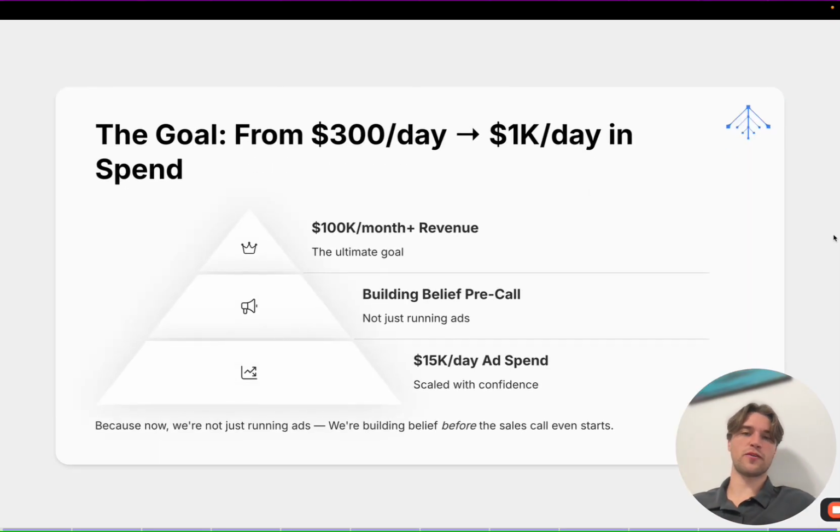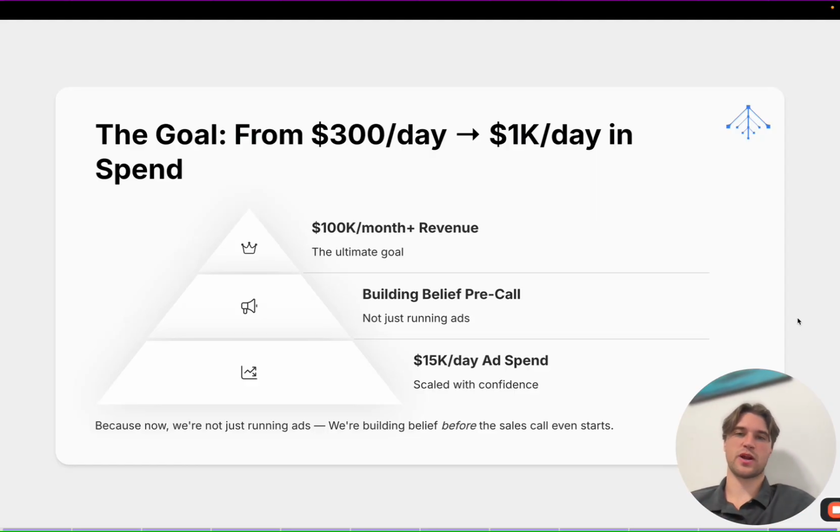So the goal for this client is to go from 300 a day to 1,000 per day in spend. With that amount of spend, I don't know why this says 15K a day, this should just say 1,000 a day. That's going to be 30,000 a month in ad spend. And from there, we should be getting at least a 4, 5, or 6x return on ad spend. If we get that, then we're going to be hitting the 50K, getting close to that 100K a month. So that's really how it works.